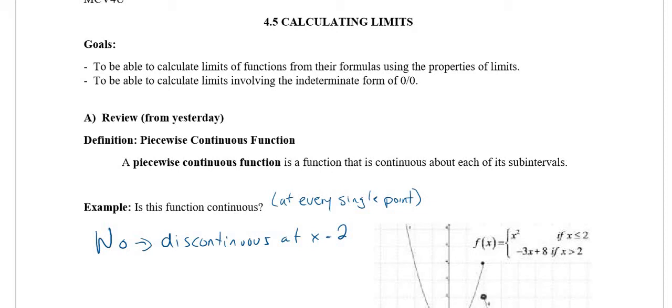We're going to deal with calculating limits today. In the last couple of lessons, we talked more conceptually about how limits work and how to determine if there is a limit and if it's continuous, and looking at a graph, how that all works. In this one, we're going to focus more on the algebraic side. And by the end of this lesson, you should be able to calculate limits of functions from their formulas using the properties of limits. And you should be able to calculate limits involving the indeterminate form of 0 over 0 and a couple of others, which we'll talk about a bit more after.